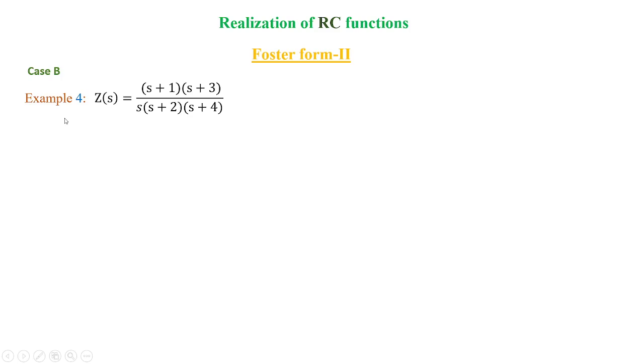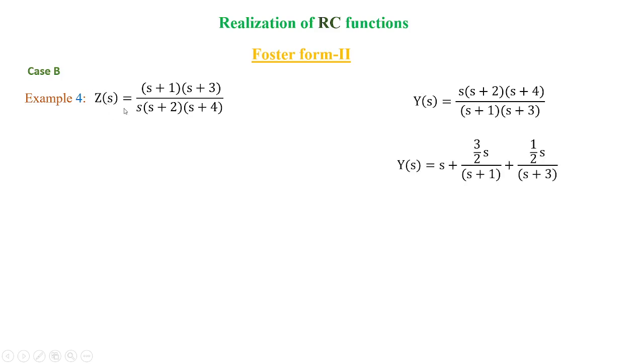Under example 4, again we have to look into the actual representation of the impedance function. In the denominator we have one pole at origin, one pole at -2 and one pole at -4. And in the numerator we have -1 and -2, which are representing the zeros. Anyhow, the admittance function is 1 by z of s, and the solution we have obtained here is (s plus 3) by 2s divided by (s plus 1) and 1 by 2s by (s plus 3).